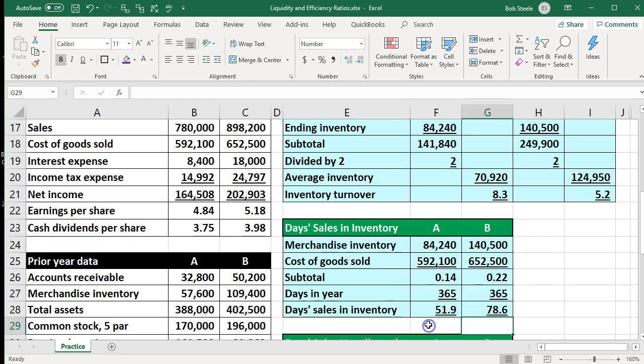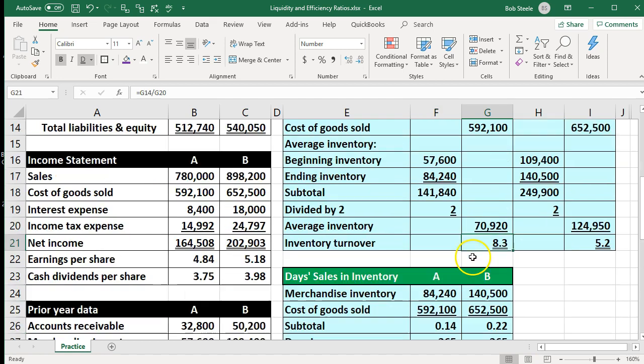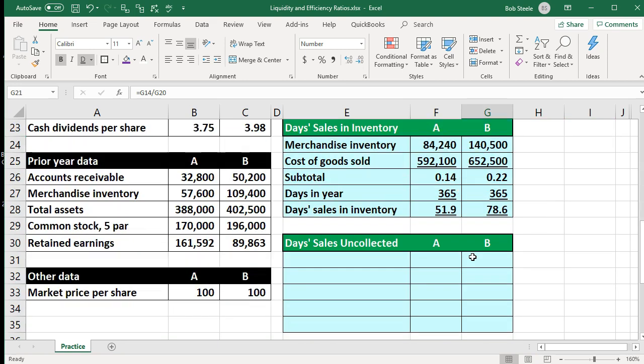So the average days in inventory necessary to convert the inventory to sales is 51.9 for A and 78.6 for B. So that would typically be better, you would think, for A with that conversion. And that, of course, lines up with our ratio up here, the inventory turnover turning over quicker for A than B. So next we're going to do the days sales uncollected.